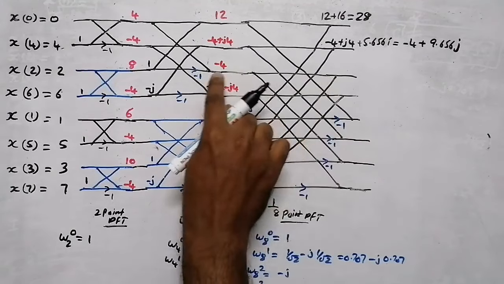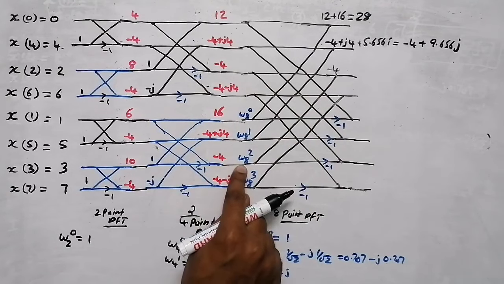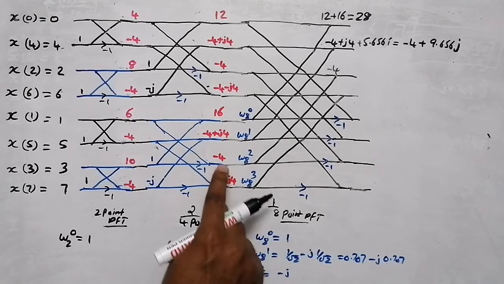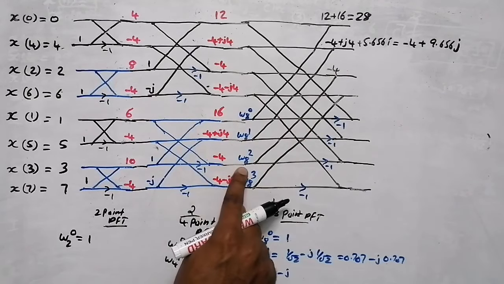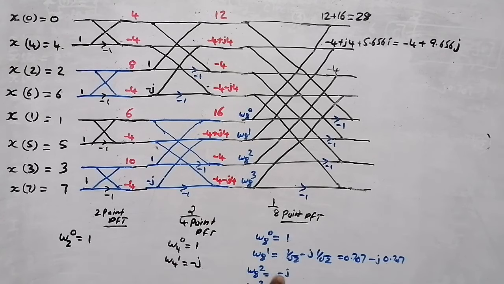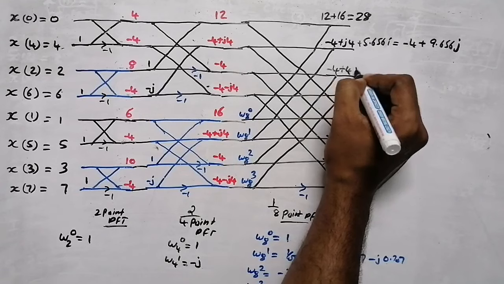The next element will be the sum of minus 4 and this value, minus 4 into W8 raised to 2. W8 raised to 2 is minus j. So first of all, we write this minus 4. Now minus 4 into W8 raised to 2, W8 raised to 2 is minus j. So minus 4 into minus j will be 4j. So minus 4 plus 4j.